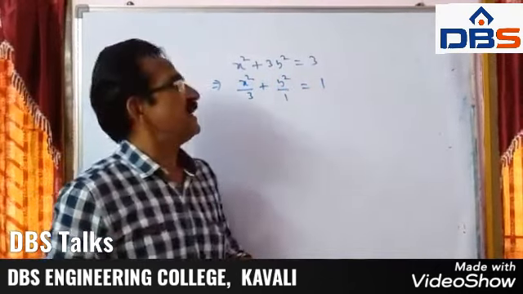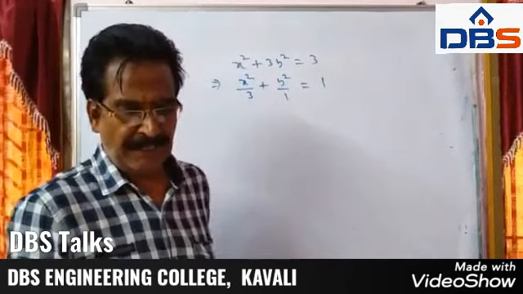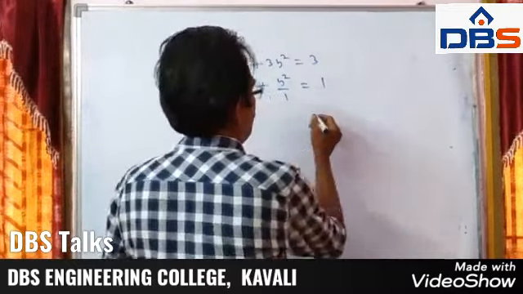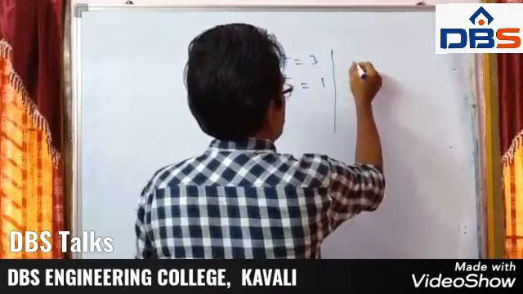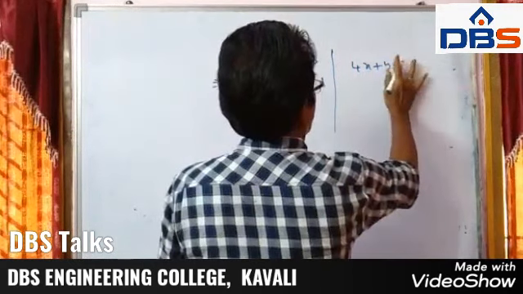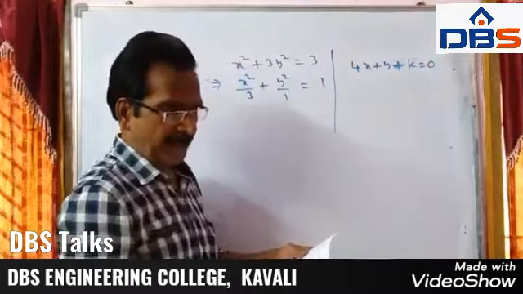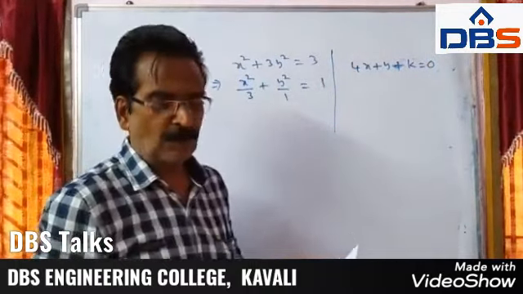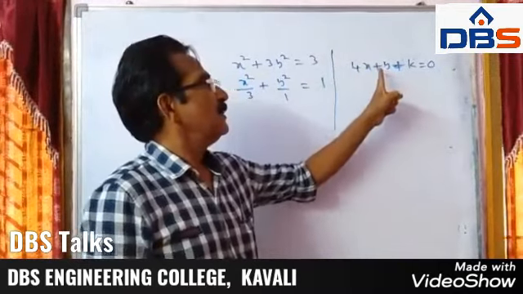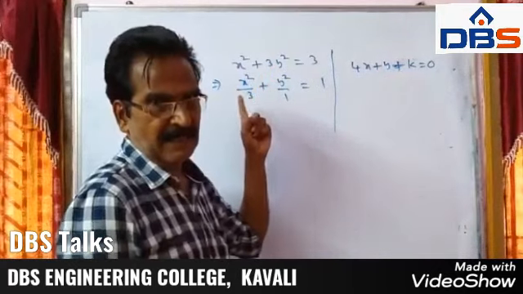This is the equation of the ellipse, friends. Find the value of k if 4x + y + k = 0 is a tangent to this ellipse. This line is tangent to this ellipse.